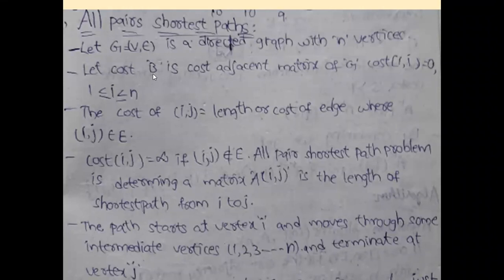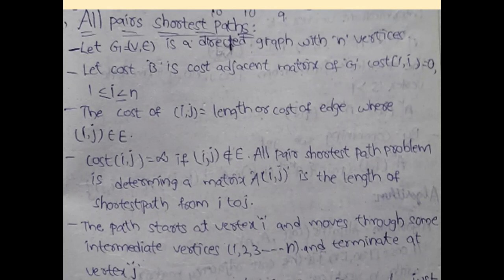Let the cost matrix, that is the adjacency matrix of G, have cost of i comma i equal to 0. Cost of i comma i equal to 0 means cost of 1 comma 1 equal to 0, cost of 2 comma 2 equal to 0, cost of 3 comma 3 equal to 0. Next, the cost of i comma j is the length or the cost of the edge, if i comma j belongs to the edge set. Suppose there is an edge present in the graph, it is represented by the length of the edge.